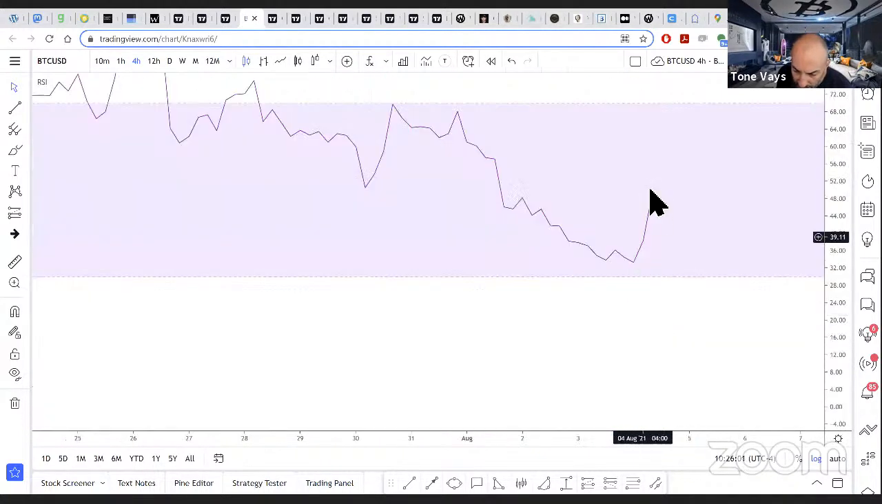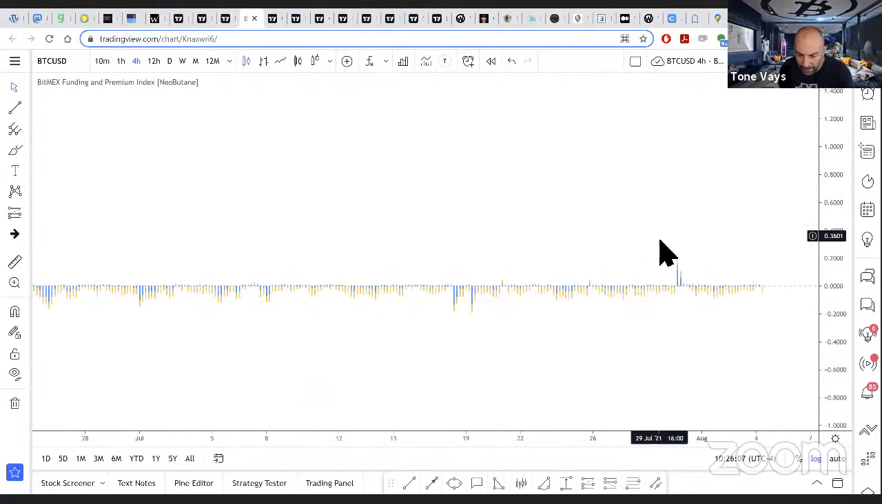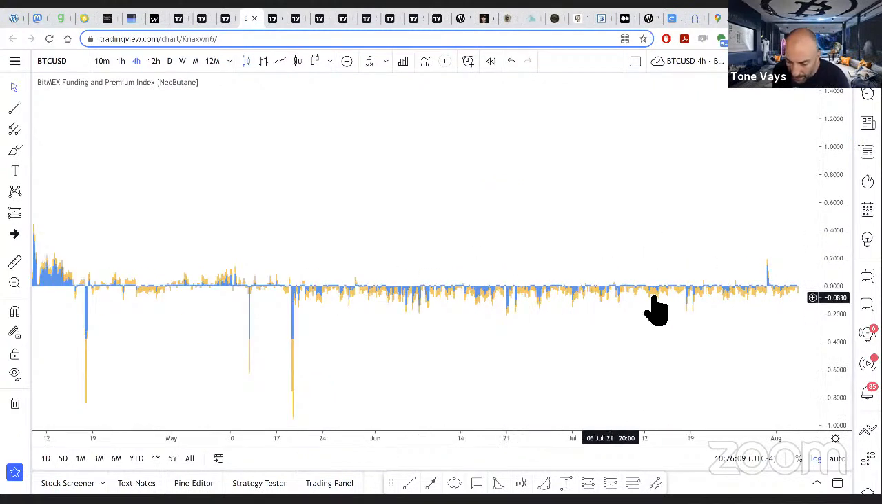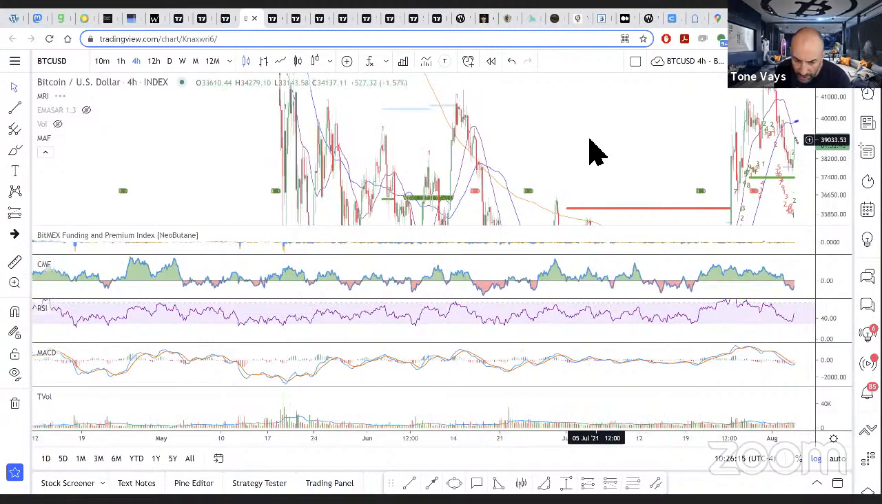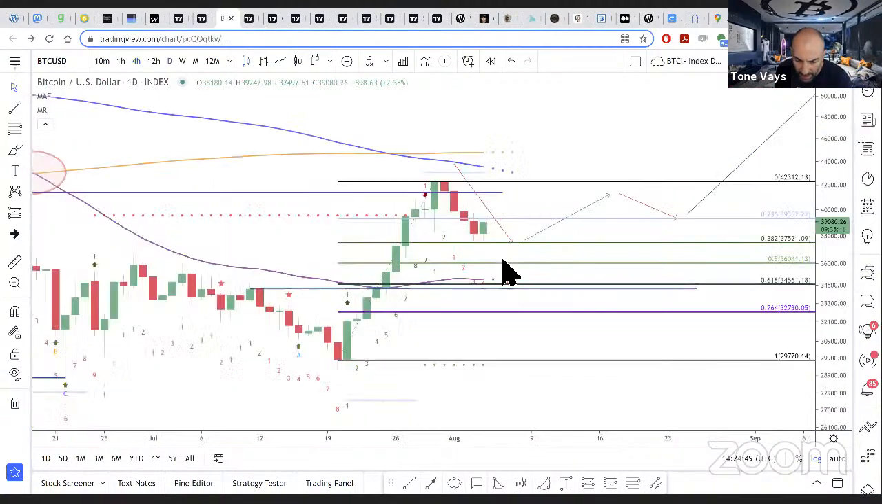The RSI is looking very good. It would have been nice to have it in the oversold condition, but it did not quite get there. And the funding rate has been favoring the bulls for quite a while on the 4-hour scale. I'm going to go back to the daily chart only to pull up that funding rate to see what is going on.